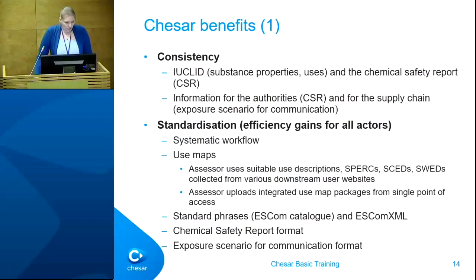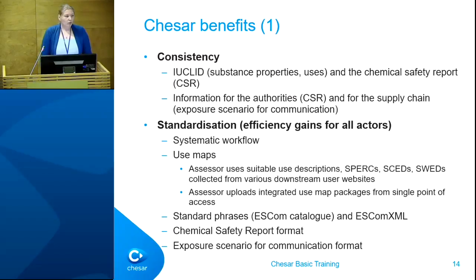A little bit about why to use Chesar, and then we will go into the exercises. First of all, an important point in Chesar is that it enables you to work consistently. So you have consistency between Euclid and Chesar, which means there cannot be a discrepancy between the substance properties and the uses which you have reported in Euclid and what you put in your chemical safety report. There are checks when you're generating your chemical safety report that the information is still aligned. So it's easy to keep that consistent.